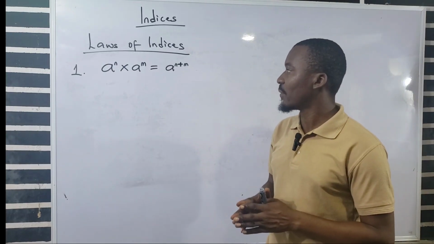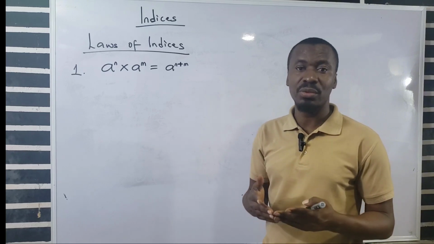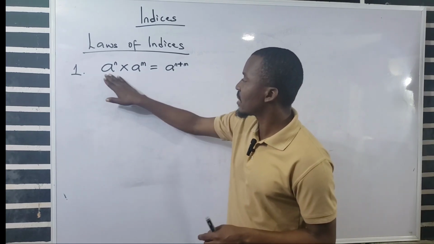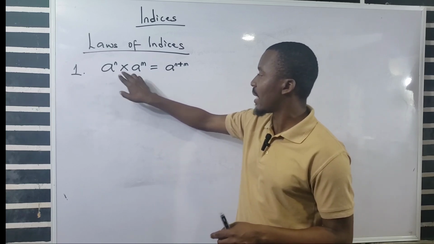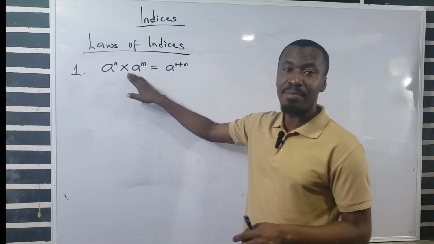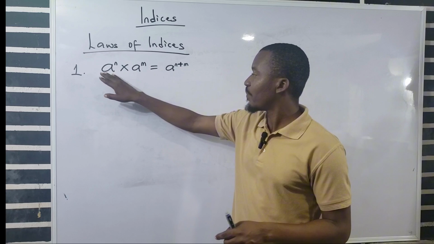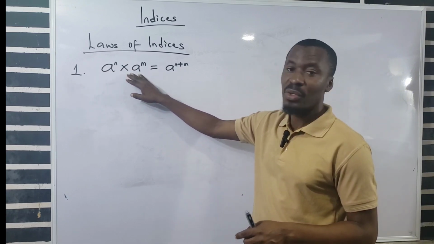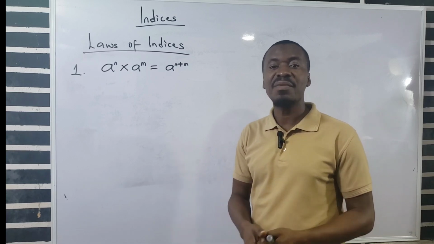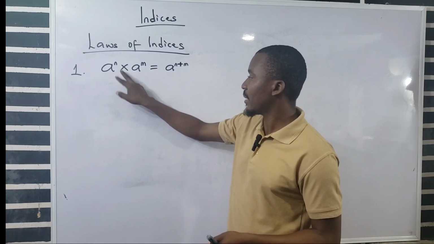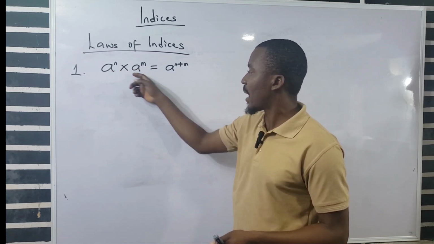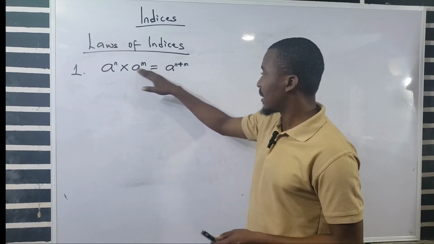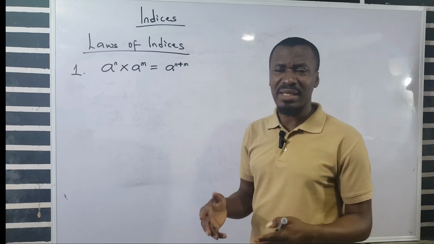Now, you need to remember what this law looks like, okay? You can notice that these two numbers that are multiplying each other have the same base, okay? This one is base a and this one is base a. So they have the same base. And if they have the same base and they are multiplying, you don't need to multiply. You need to do what? Just add the index, okay? Just add the index.